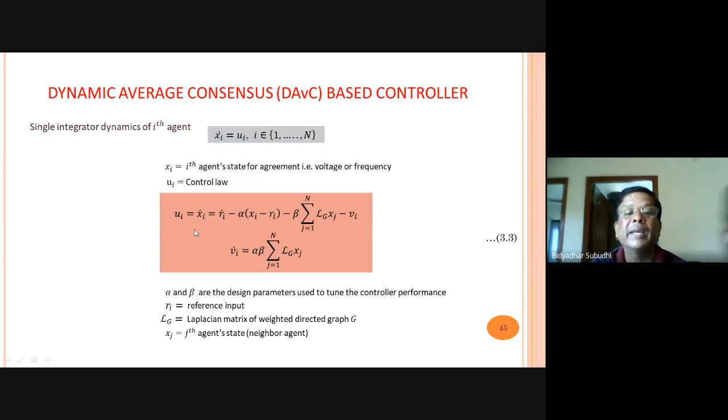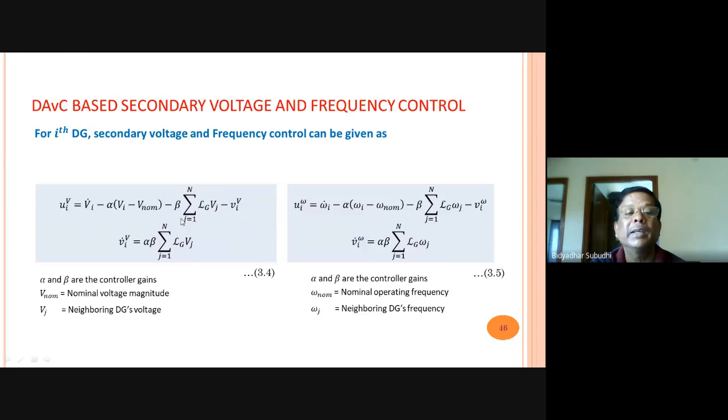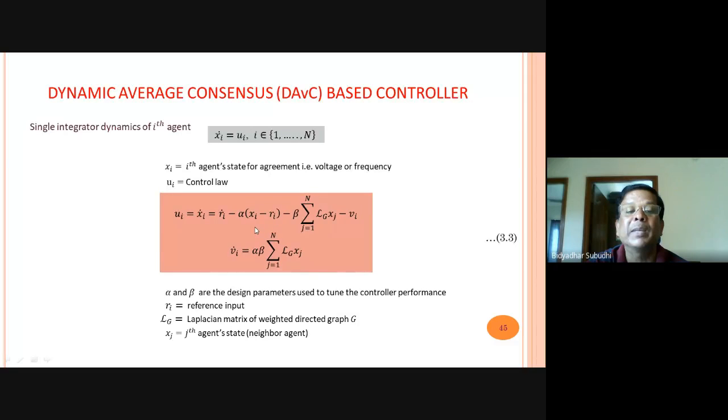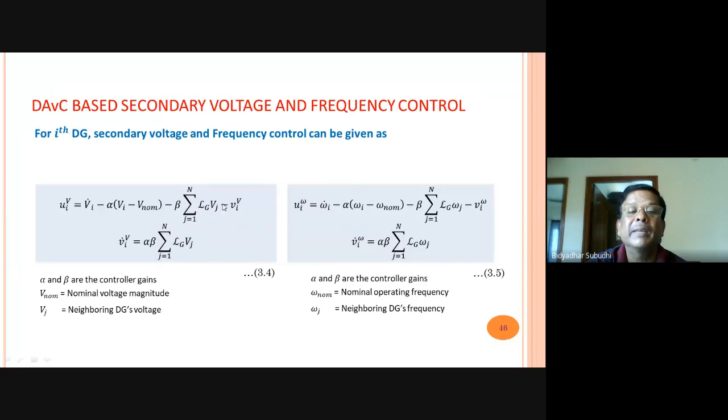You do the same. Like when you write ui, I put a v here representing that this control is for the voltage loop, and the xi is replaced by vi, meaning the ith DG voltage, and ri is replaced by v nominal, and all of them remain the same, that is vj and vi. They constitute the voltage of the ith and jth agents, and therefore only if you can suitably find out these control ui, and the other ui for frequency, you can accomplish your secondary voltage control and frequency control easily.